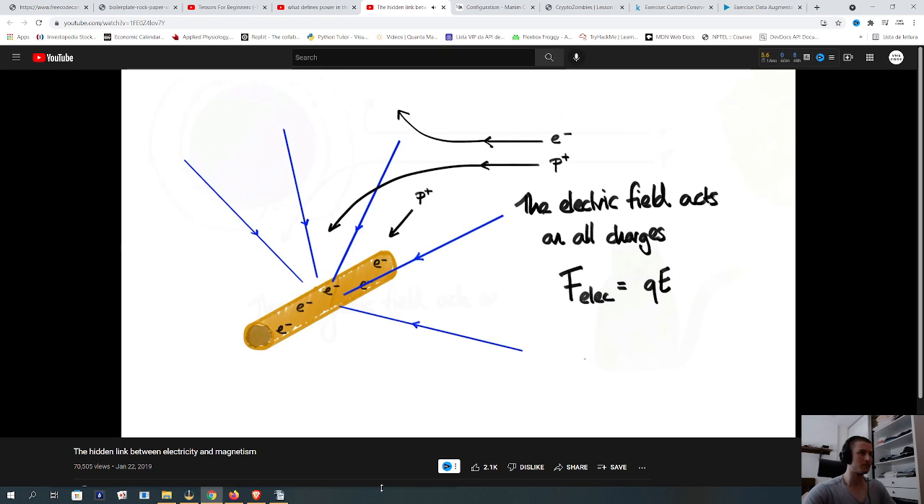But until the 19th century, we didn't know that there was a connection between these two forces. Sure, they both acted on charged particles, but electricity was produced by the action of rubbing two objects together, and magnetic materials were dug out of the ground.